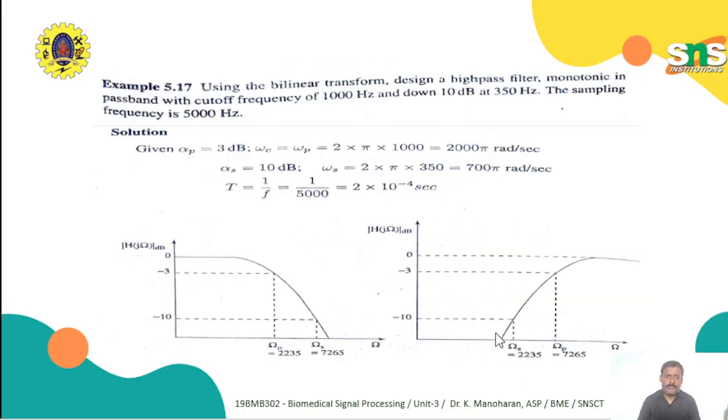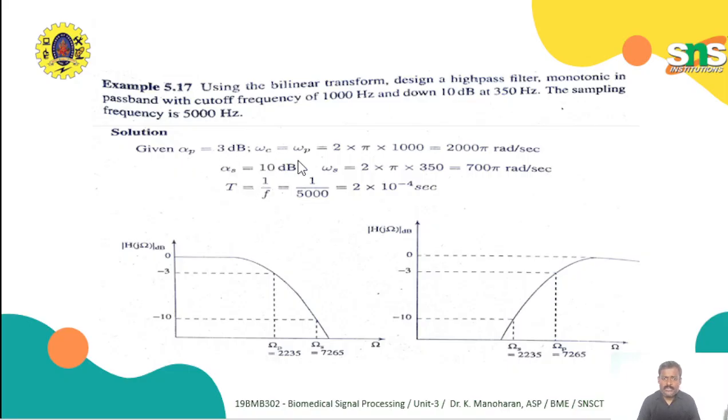Look at this given problem: using bilinear transformation, design a high pass filter, monotonic in the passband, with a cutoff frequency of 1000 Hz and down 10 dB at a frequency of 350 Hz. The sampling frequency given is 5000 Hz. First we write the given specification. Alpha p will be 3 dB, which is the maximum possible attenuation.